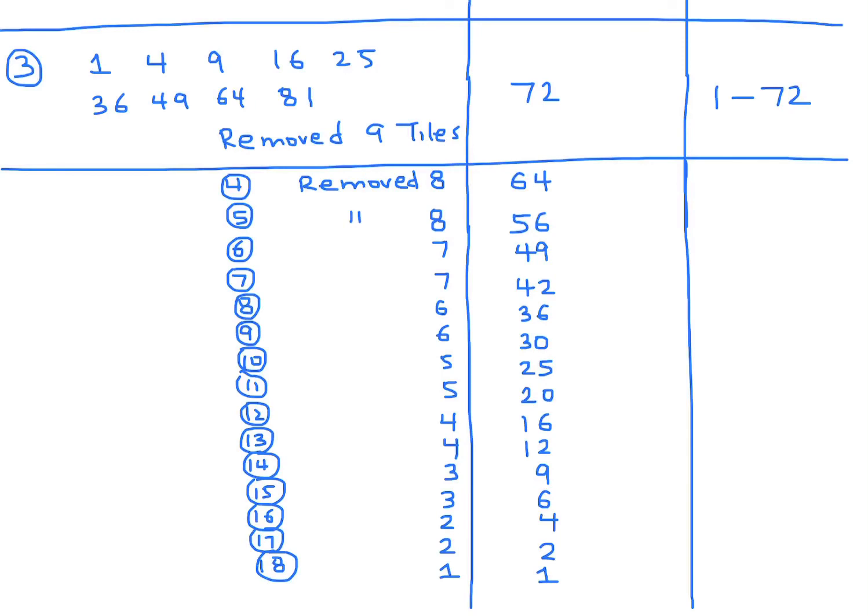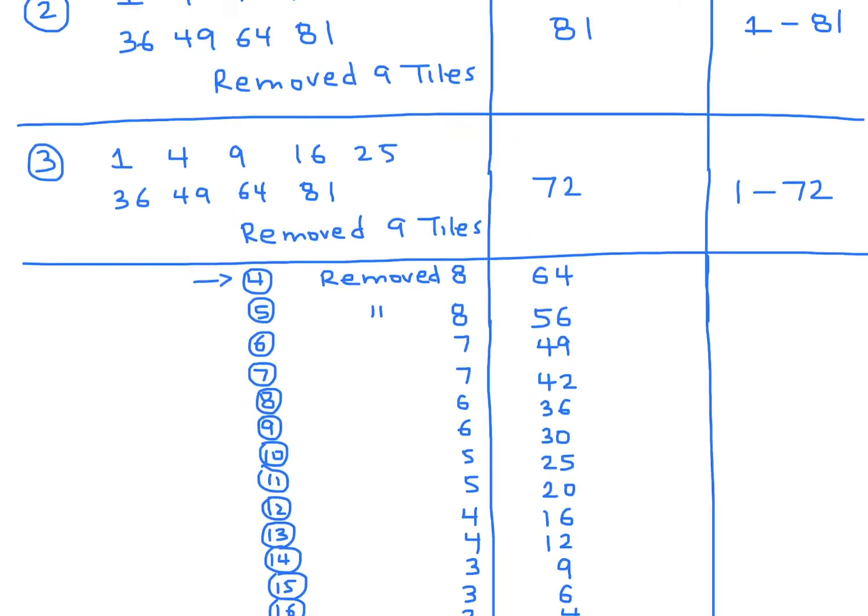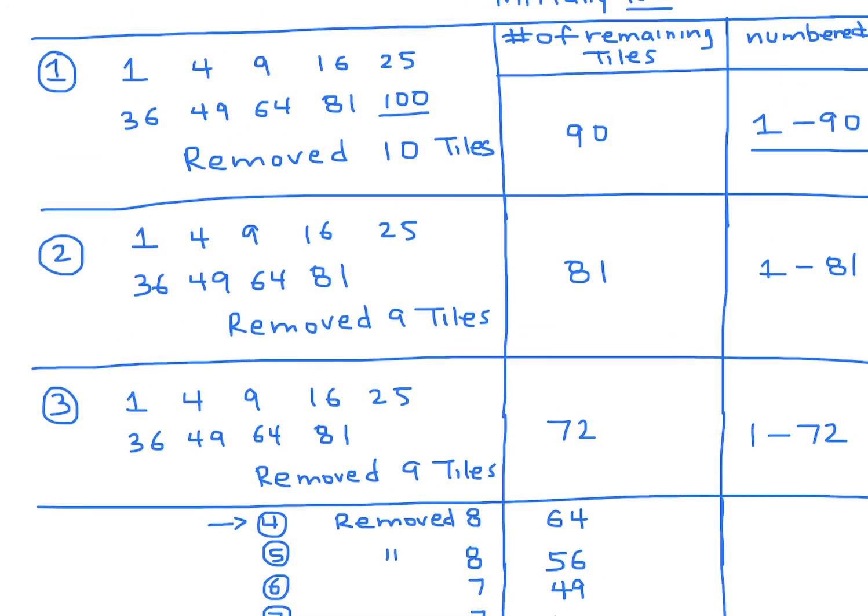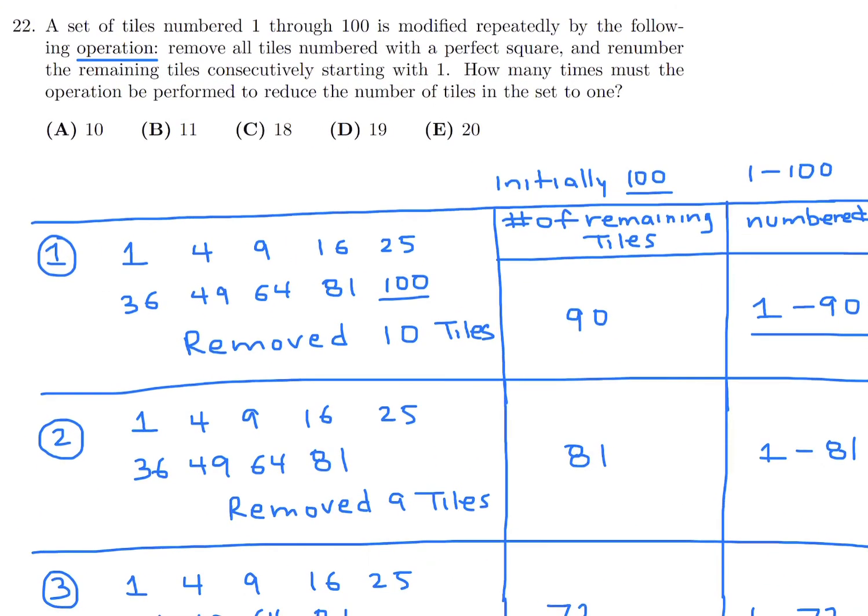So this is the table for the operations. The 4th time I did the operation, I will remove 8. I'll have 64 left, and then so on like that. And eventually you'll get down to 1 tile remaining. And that happens after 18 operations. So I encourage you to just follow the same pattern and you'll be able to get the exact same result. So 22 is 18, and therefore the answer is C.